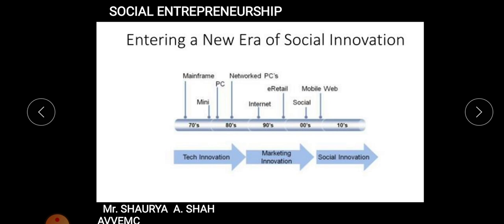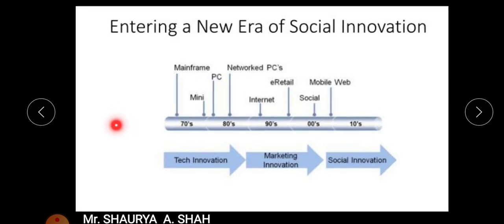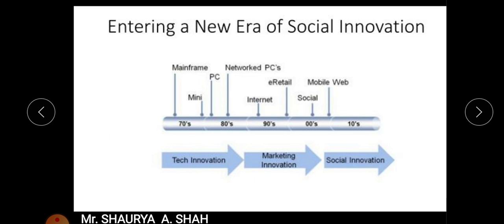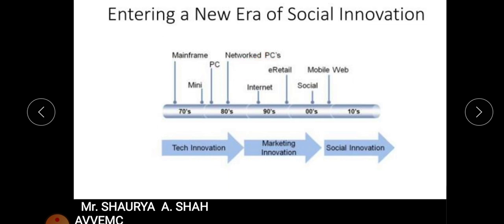Next, students, just a brief idea of what social innovation is and how it developed, right? Again, if you can see from the diagram very clearly, we are entering into a new era of social innovation, right? It started basically after 2000, that is the 21st century, right? In the early 1970s, technology innovation took place. It can be seen from mainframe computers, then minicomputers, then personal computers, then network PCs, the internet came, e-retail came, right? So right from the 1970s, technology innovation took place up till 1980.